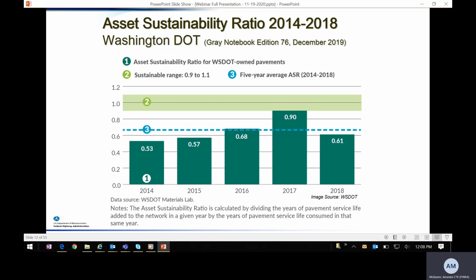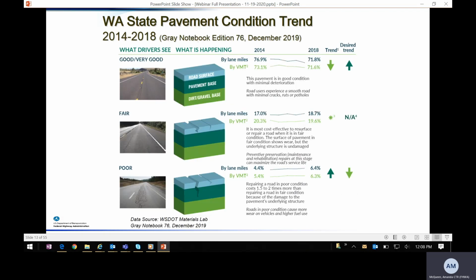So what this is showing is they were actually doing better over the years from 2014 to 2017. But in none of the years did that ratio actually hit the mark of status quo, which is, they're defining the sustainable range as 0.9 to 1.1. So in time, your network is going to deteriorate because you're not adding as much life to your system as what you're consuming each year. And this is also showing up here in their condition report. So they're doing much better than their projections.